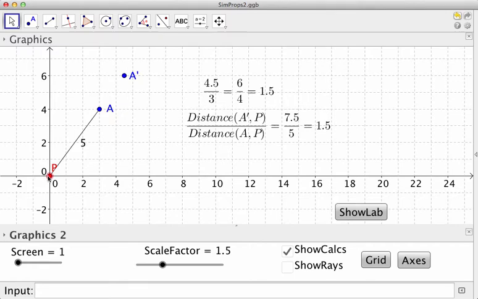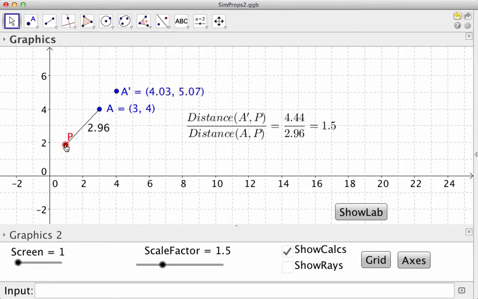Notice as well that when P is set to 0, 0, and we look at the coordinates of each point, the ratio of A prime's x coordinate, 4.5, to A's x coordinate, 3, is equal to the ratio of its y coordinate to A's y coordinate, 6 to 4, and both of those are equal to 1.5. However, that is not going to be the case unless P is at the point 0, 0.